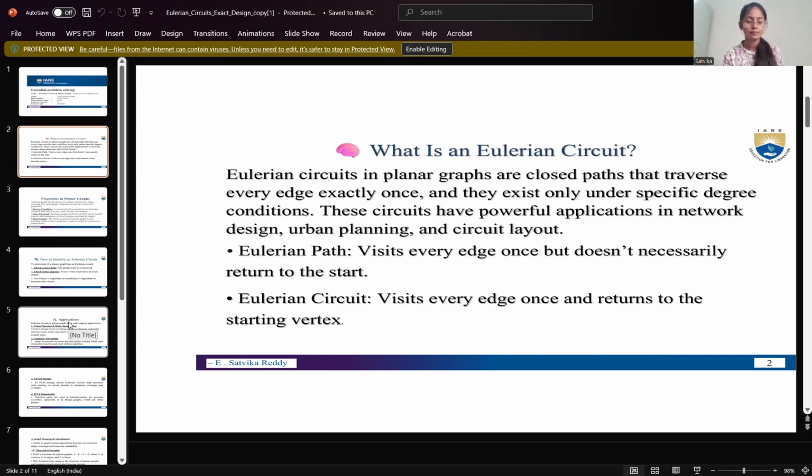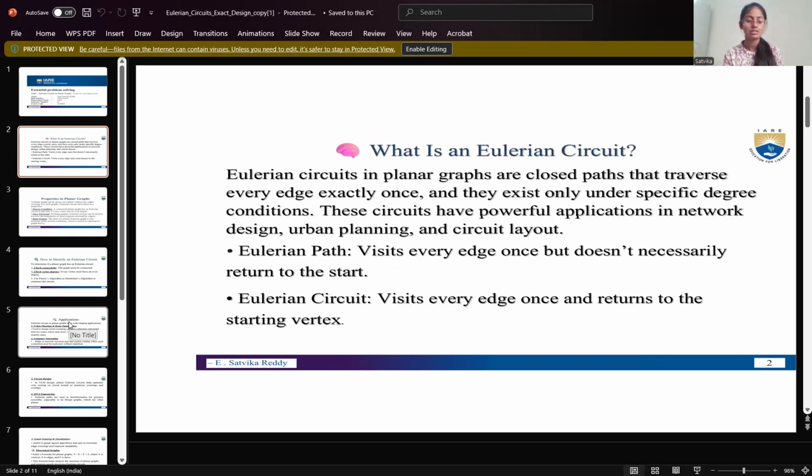Dual graph bipartite if the original is Eulerian. Examples: square, hexagon, planar roadmap. And the applications: route design, circuit design, robotics, network inspection, map coloring.